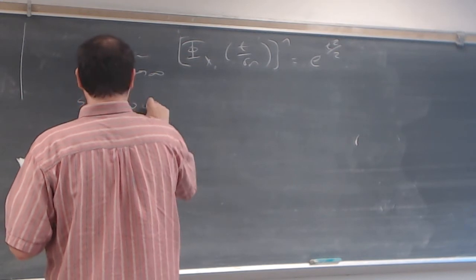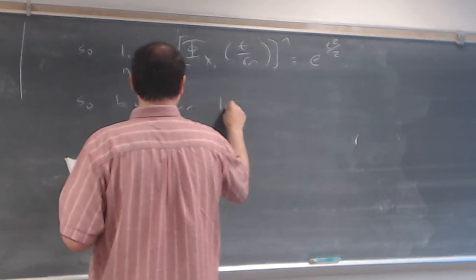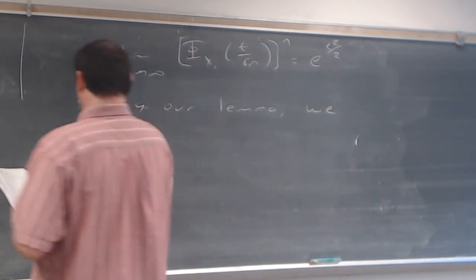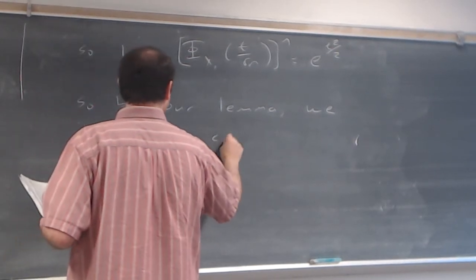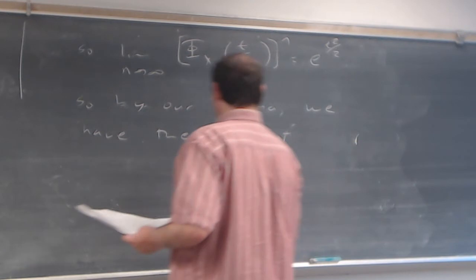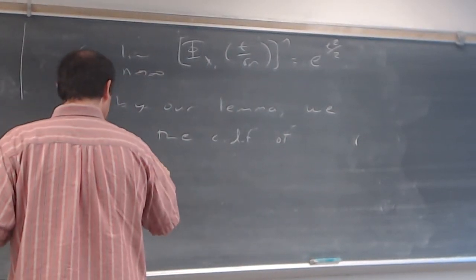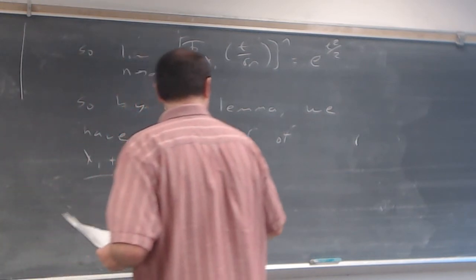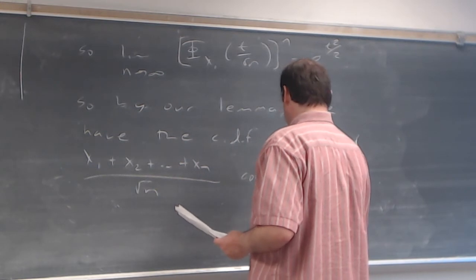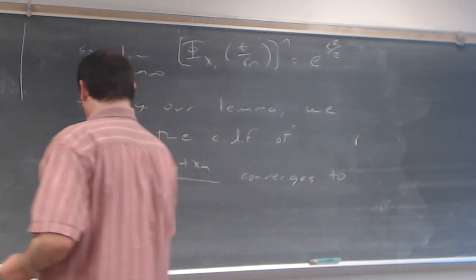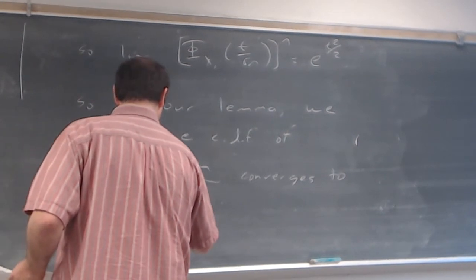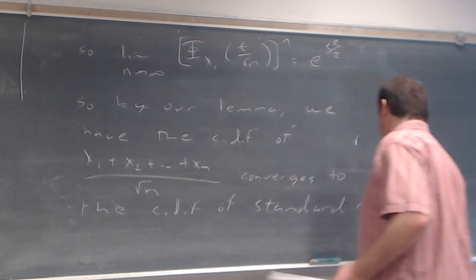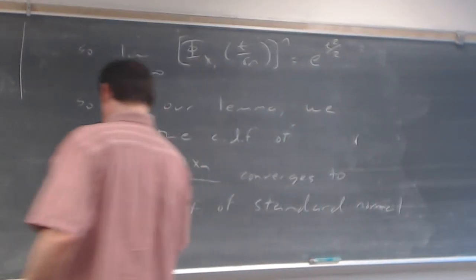So by our lemma, we have the CDF of x sub 1 plus x sub 2 plus up to x sub n, all over the square root of n, converges to the CDF of the standard normal. And that proves the theorem in this case.